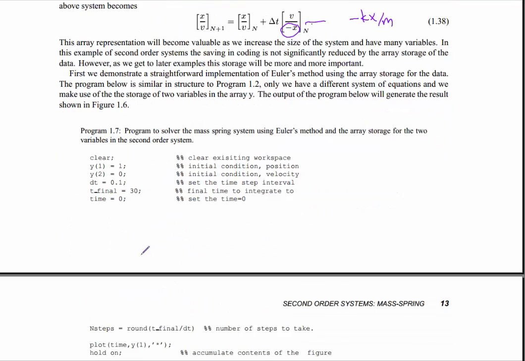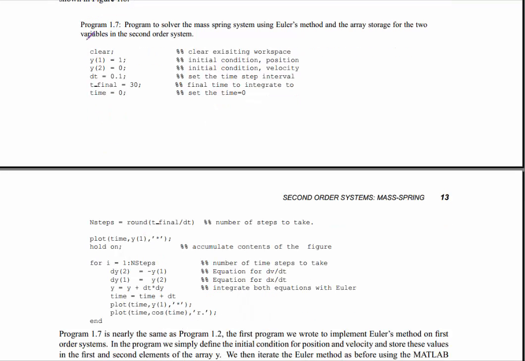Okay. All right, so now let's look at the program that he uses to do this. Actually this program is very similar to the original Euler program that we used for the first order scalar case. First he sets up the initial conditions, number of steps, then he sets up a loop, and here's the place where he defines the derivative, and here's where we have the time step, just like in the scalar first order case. Increment the time and then do the plot. Okay. So he says 1.7 is nearly the same as 1.2. All right, so you can compare the two.